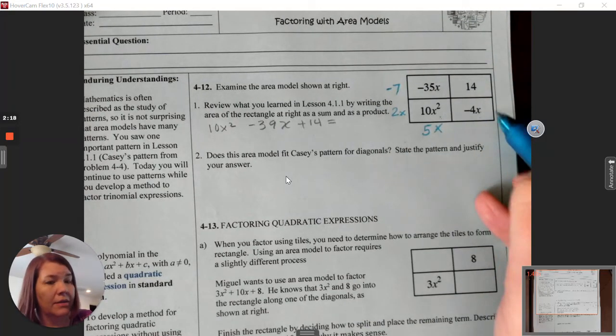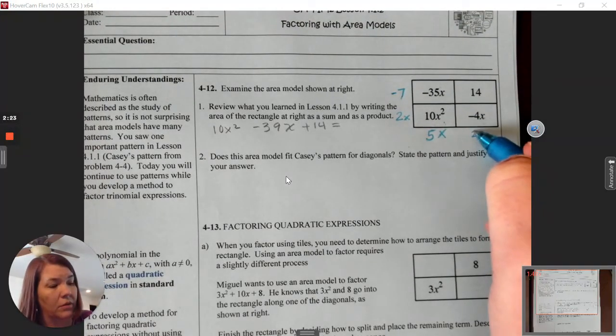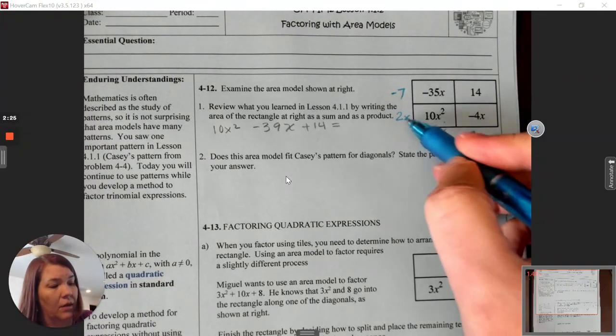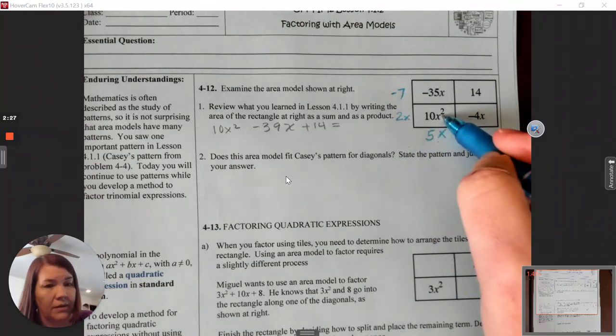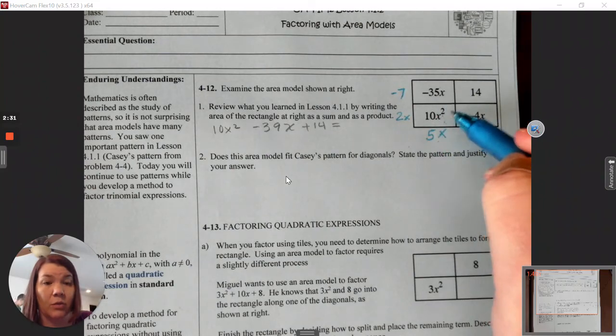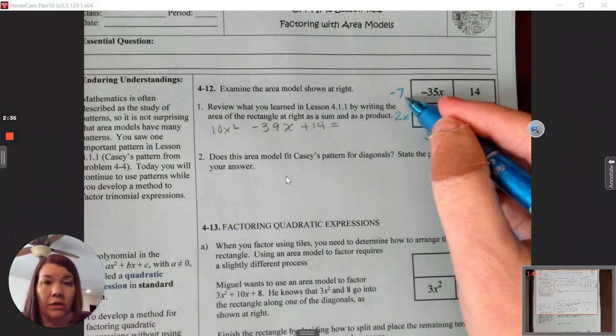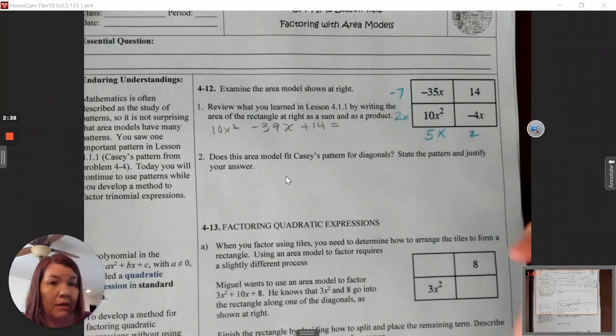And then I look at this, and I go, okay, what do they have in common? Well, they're both even, so that's 2. And also 2x times 5x is 10x squared. That's why I didn't change the 5, because this one already worked. That's why I changed the 7 to a negative, to make this negative 35.